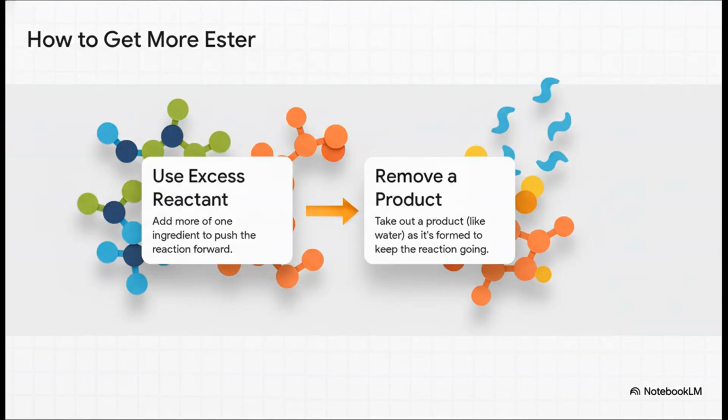So, how do we use this principle to get more ester? We've got two main tricks. First, we can just dump in a whole lot of one of the starting ingredients. The reaction will see all that extra stuff and work harder to use it up, which pushes things forward and makes more of our product. The second trick is to remove one of the products as it's being made. If we take out the water, for instance, the reaction will try to make more water to replace it, and in doing so, it also makes more of our ester.